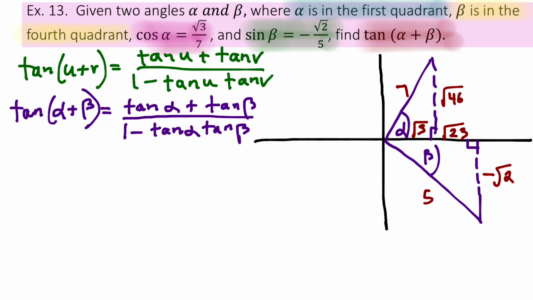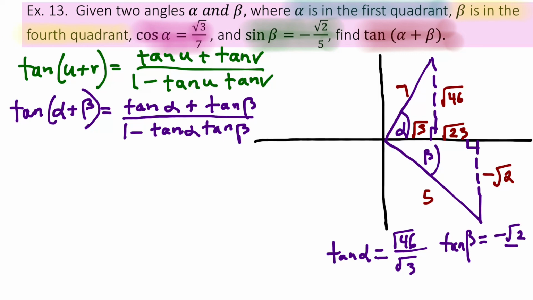So let's write down the tangent of alpha. Let's put it over here. Tangent of alpha is equal to root 46, that's my opposite side, and then root 3, that's my adjacent side. Tangent of beta is equal to negative root 2, that's my opposite side, over root 23, that's my adjacent side.